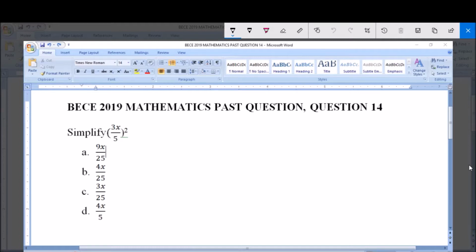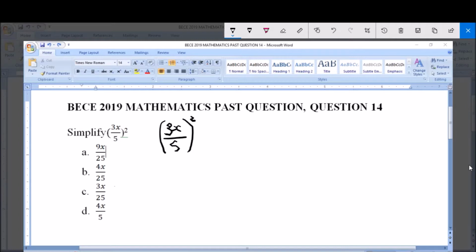Simplify (3x/5)² all raised to the power of 2. That is, we have to simplify (3x/5) everything raised to the power of 2, all raised to the power of 2.